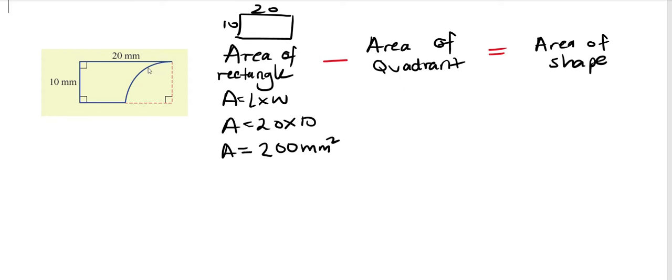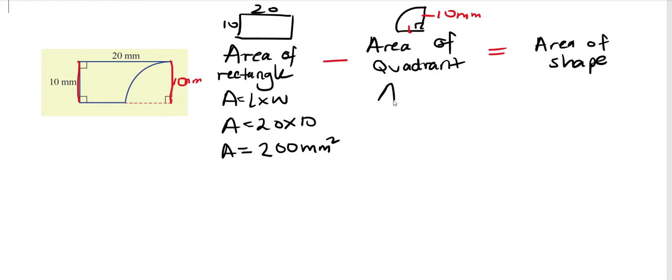Now I've got to find the area of that quadrant, that quarter of a circle. So there's my quadrant. You can see it's 90 degrees there. All I need for the area of a quadrant is the radius. And the radius, I can see this length from here to here is 10, which means this length is also 10, which happens to be my radius as well. So the radius is 10 millimeters. So R is equal to 10. And we need that for the formula.